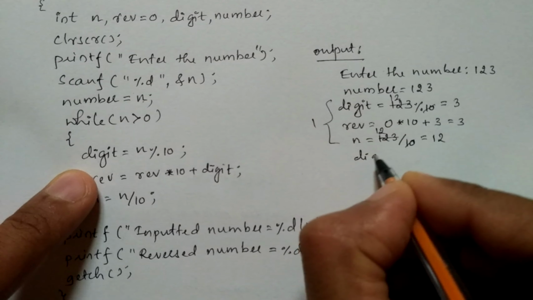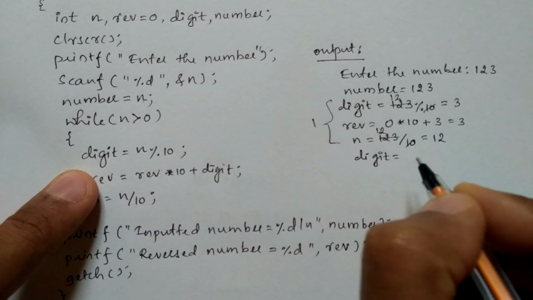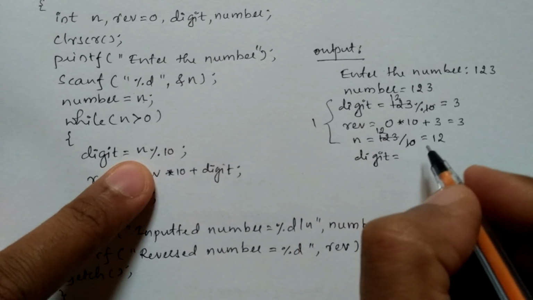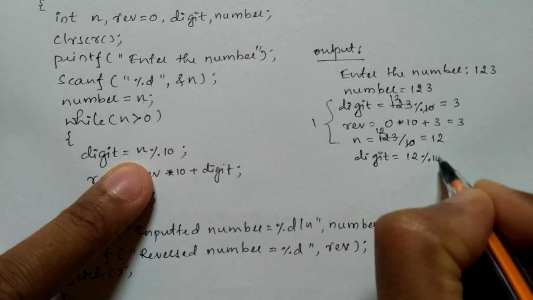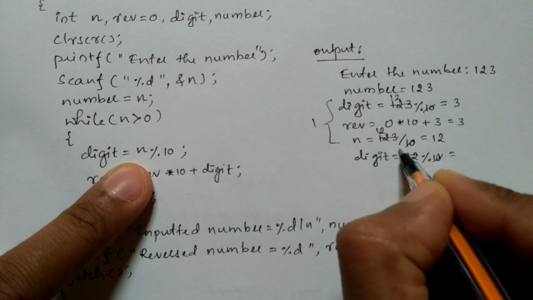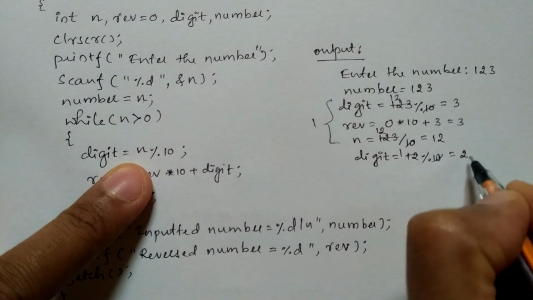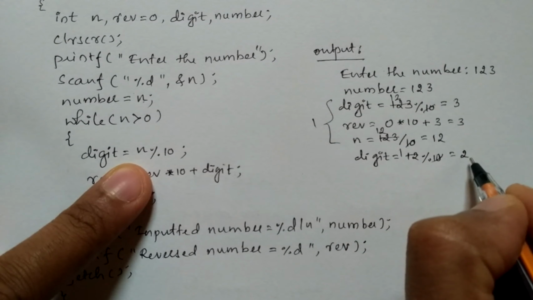In the second iteration we are going to execute the first statement. Digit is equal to, what is the value of n now? n is 12, modular division by 10. So 10 ones are 10, and 2 is the remainder. So modular division always returns the remainder.